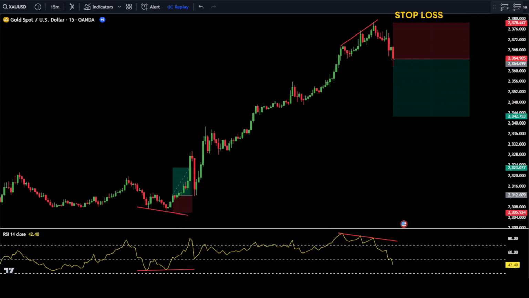Place the stop loss at the most recent swing high. Use a take profit target with a risk and reward ratio of 1 to 1.5.